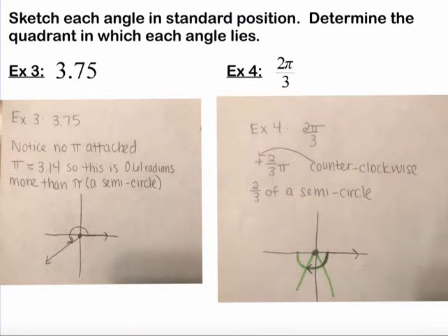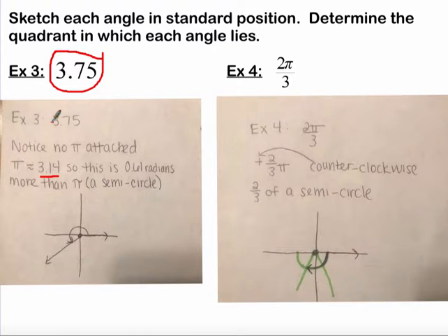Let's try another one. 3.75. I gotta say, this is probably the toughest one because you'll notice there's no pi attached to it. So we have to put things in relation here. Pi is approximately 3.14. So 3.75 is 0.61 radians more than pi. And remember, pi is a semicircle.